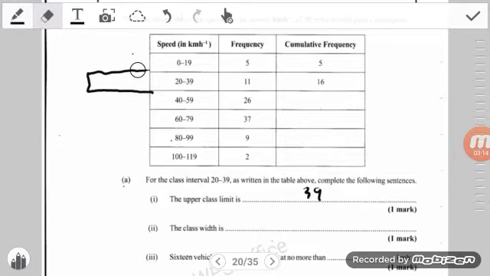I'm interested in the class 20 to 39, and now we're going to have to find the boundaries. To find the boundaries of this class, we add 0.5 to the upper limit and subtract 0.5 from the lower limit. So subtracting 0.5 from 20 leaves us with 19.5, and adding 0.5 to 39 gives us 39.5.